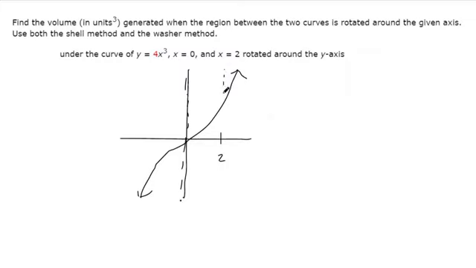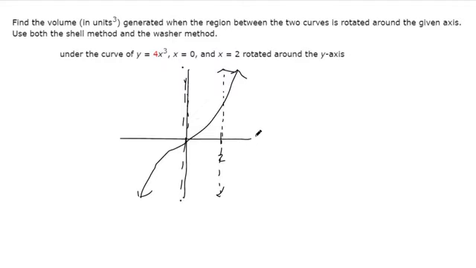I made a quick sketch. We're asked to use the shell method and the washer method. This video is just going over the washer method real quick. So the region that they're asking us to rotate is bound by this curve of y equals 4x to the third, x equals 0, and x equals 2.